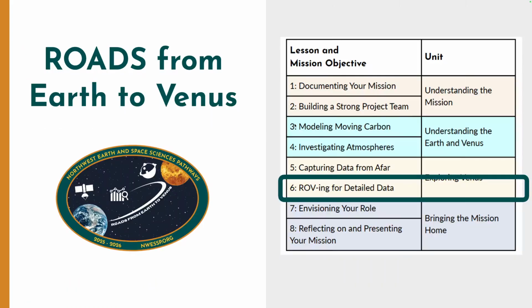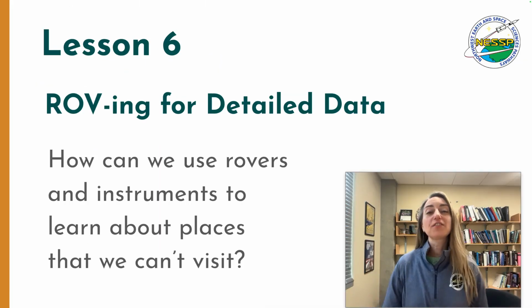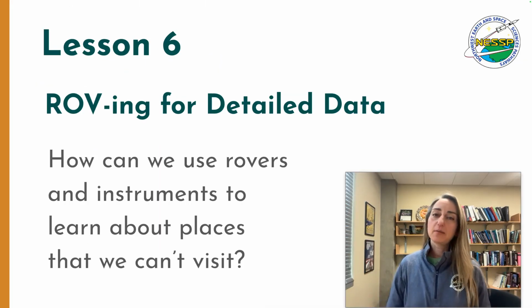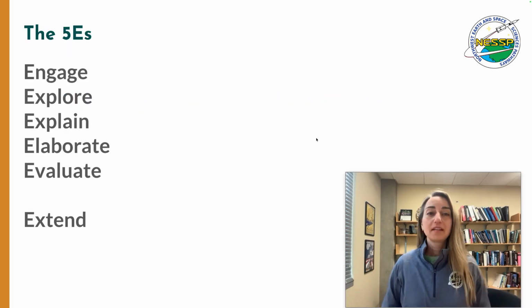This lesson is part of the Exploring Venus unit of the Roads from Earth to Venus companion course. The guiding question for this lesson is, how can we use rovers and instruments to learn about a place we cannot visit? Like the other lessons in this companion course, it's going to follow the 5E instructional model, and I'm going to walk you through each of those E's in this video.